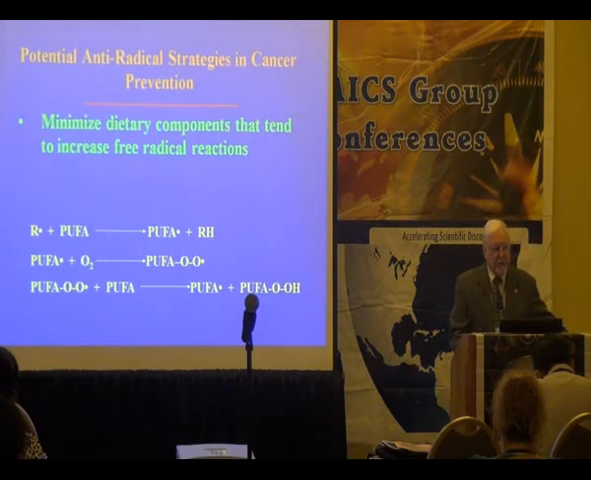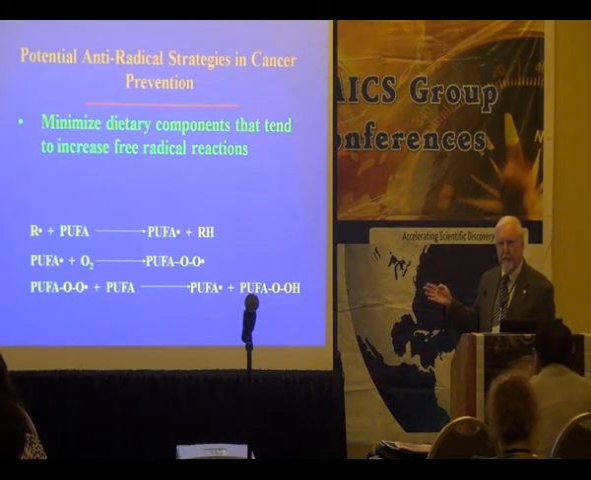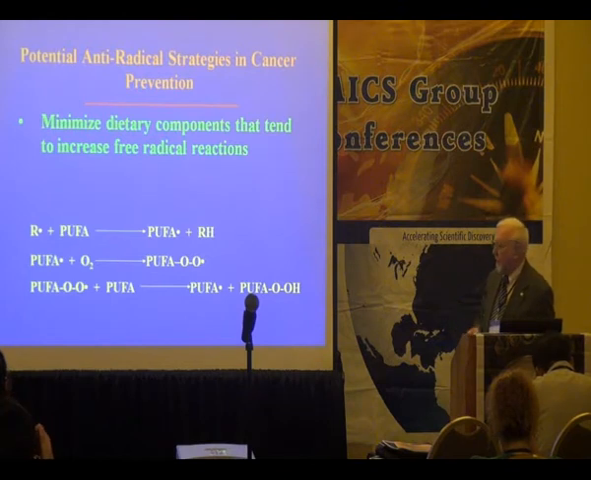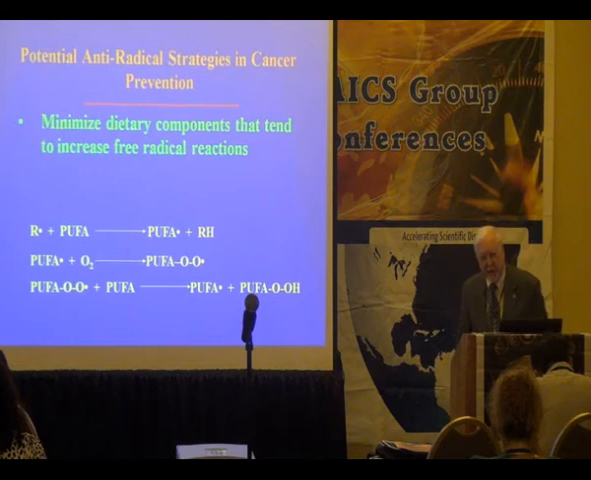Now, in terms of minimizing dietary components that tend to increase free radical reactions, this is the kind of reaction that Harmon was talking about, where you have a radical attack upon a polyunsaturated fatty acid. These fatty acids are particularly vulnerable to radical attack. You get a polyunsaturated fatty acid radical, and in the presence of oxygen, that radical will produce a peroxyl radical. By hydrogen abstraction from the adjacent polyunsaturated fatty acid, you get an autocatalytic reaction leading to another polyunsaturated fatty acid radical and a hydroperoxide.